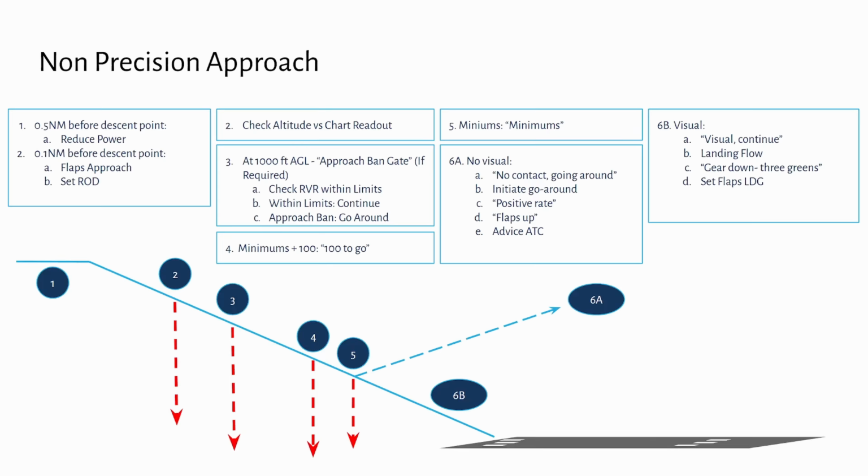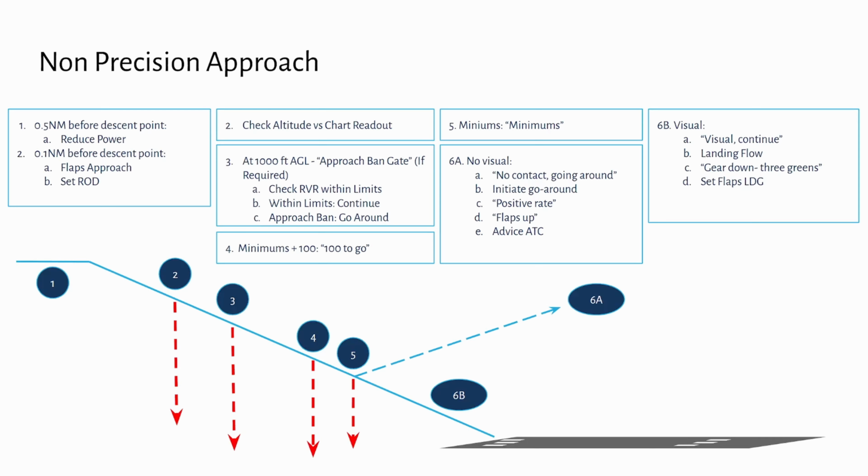And then at 1,000 feet, this is the approach band gate if required. So if the RVR is already above limitations, don't worry about this step. However, if the RVR is below our limits, then we need to check our RVR from the tower, check it's still within limits, and then we can continue the approach. If it's not within limits, we must go around.